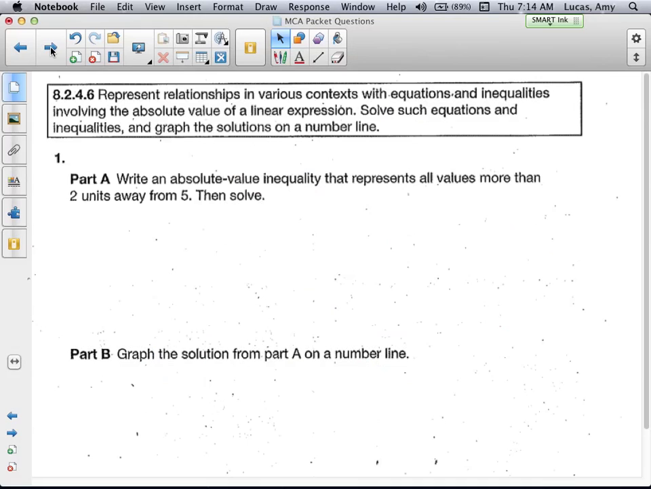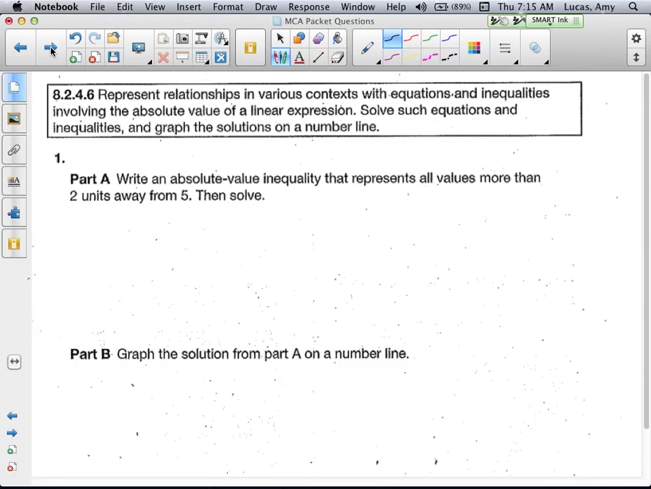Our last benchmark for today, this should be on page number 45, 8246. Represent relationships in various contexts with equations and inequalities involving the absolute value of a linear expression. Solve such equations and inequalities and graph the solutions on a number line. Number 1, part A. Write an absolute value inequality that represents all values that are more than 2 units away from 5, and then solve it. And part B says graph the solution from part A on a number line.